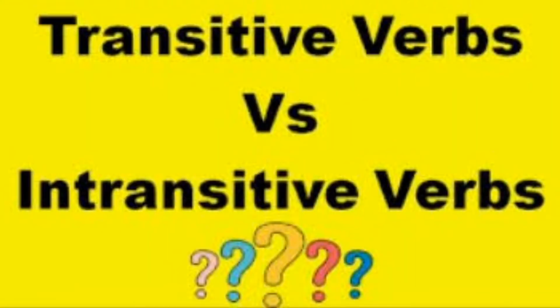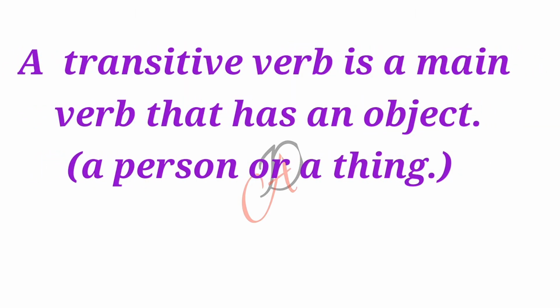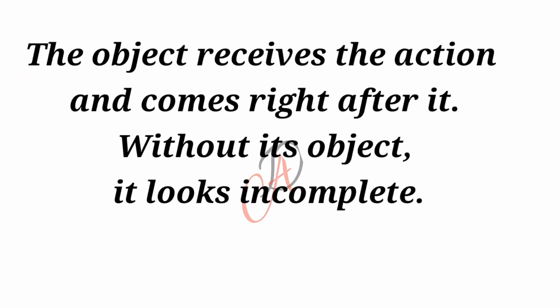Okay, transitive and intransitive verbs are the two main types of verbs. So let's understand the difference and the usage in detail. The first one, transitive verb. What is a transitive verb? A transitive verb is a main verb that has an object, a person or a thing. The object receives the action and comes right after it. Without its object, it looks incomplete.